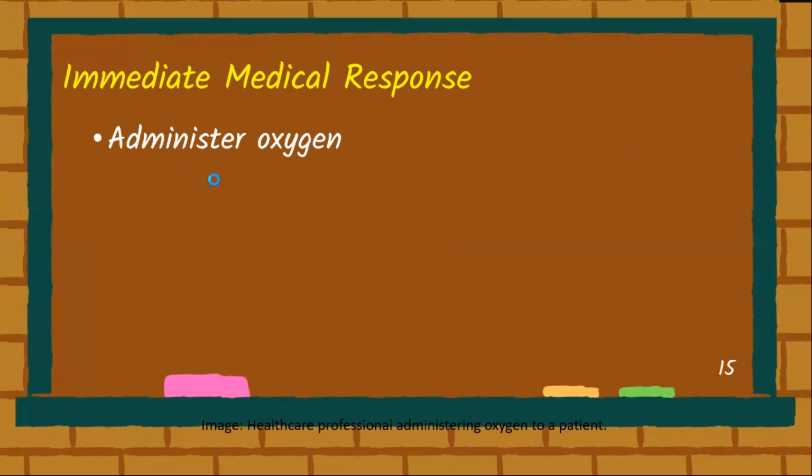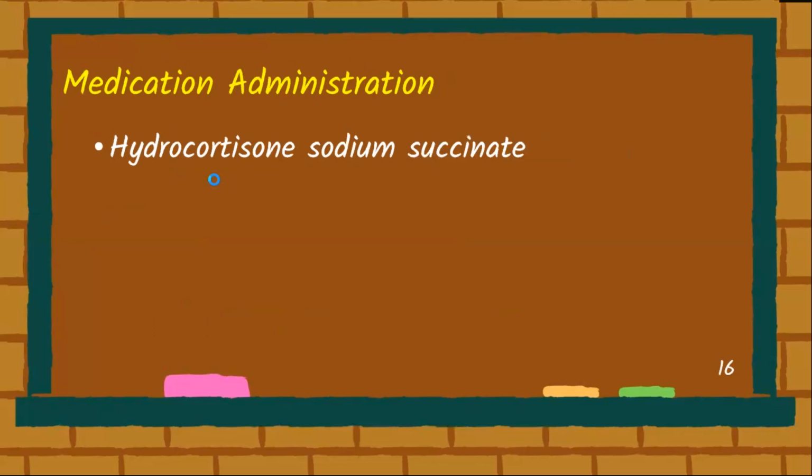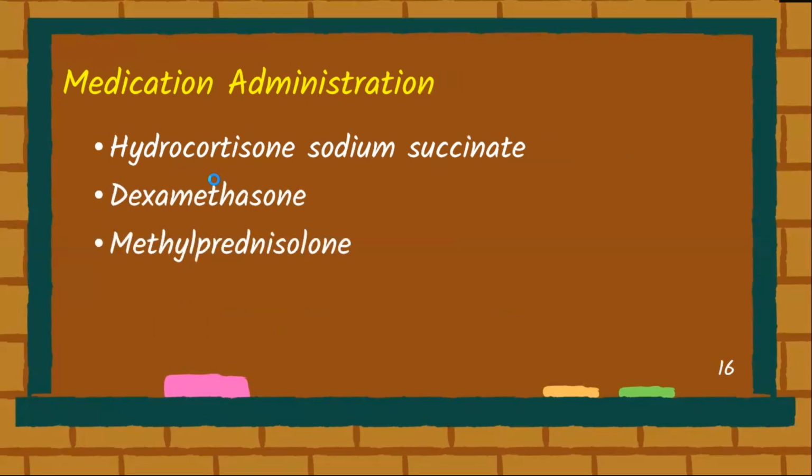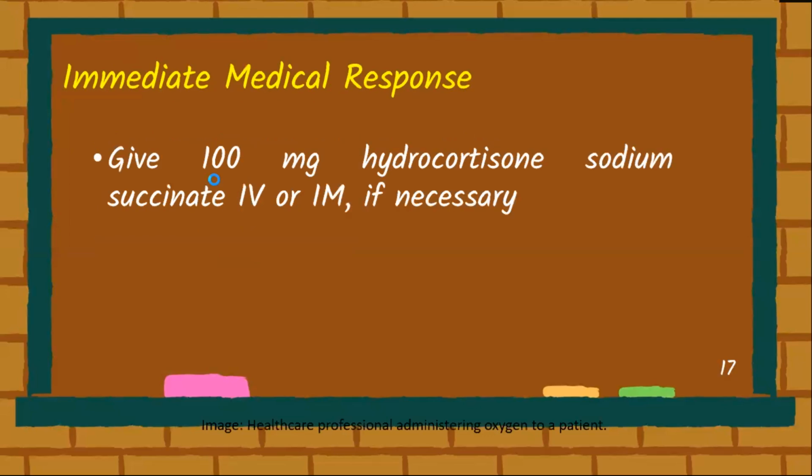Administer oxygen to the patient to ensure adequate oxygenation. Establish venous access to administer medications and fluids. Hydrocortisone sodium succinate is commonly used in emergencies for its quick effect. Dexamethasone is another option known for its long-acting properties. Methylprednisolone can also be used, especially if other medications are not available.